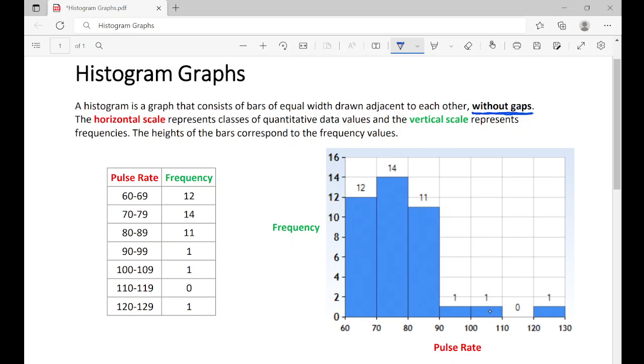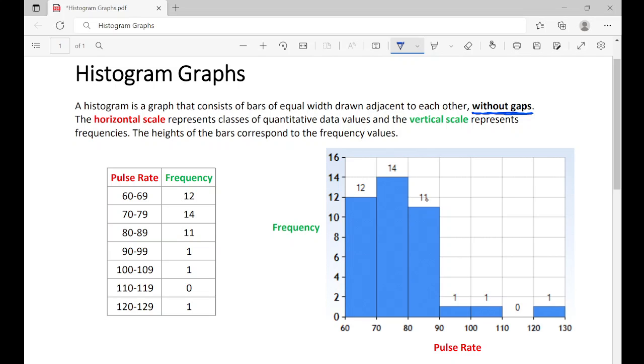And then we come to the second to last one, 110 to 119, which is a 0. So there is a gap here. But that's only because there's nothing here, and that's the only case where there should be a gap in a histogram. Otherwise, it needs to have all the bars touching each other. And then we have the last one, 120 to 129, which is 1. So again, up 1 between 0 and 2.